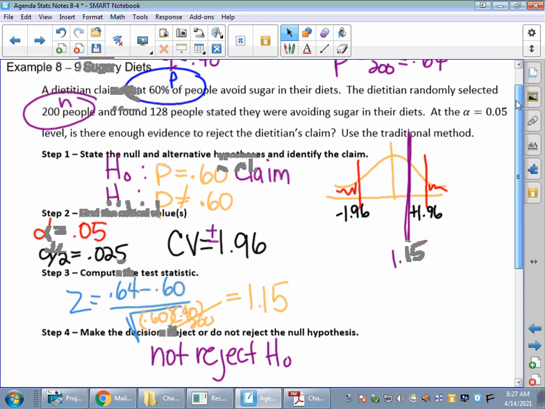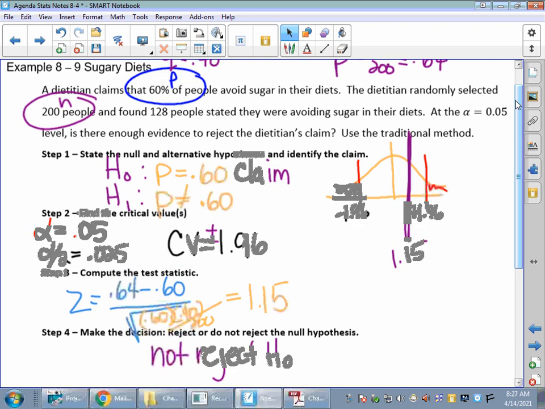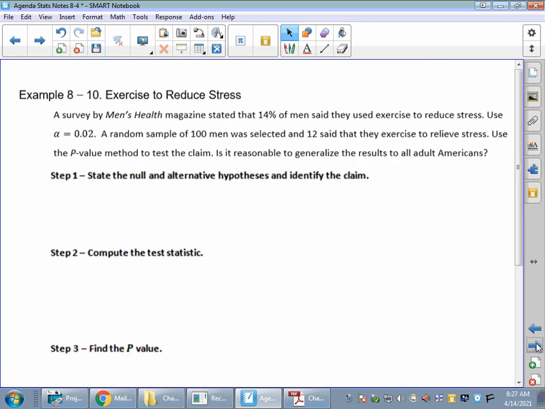All right, so there is our traditional method. Feels the same. The only thing different is how we compute our test statistic. Everything else is the same. So let's pop on over here to example 8.10, exercising to reduce stress. A magazine states that 14% of men say they use exercise to reduce stress. Use alpha equals 0.02. Our random sample of 100 men was selected and 12 said that they do exercise to relieve stress. Use the p-value method to test the claim.